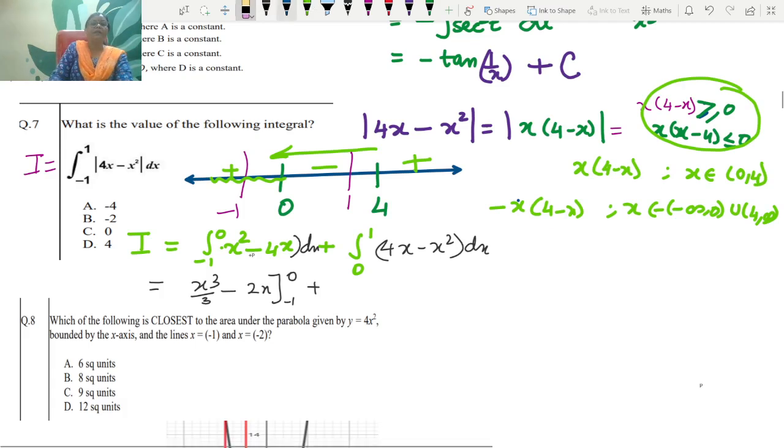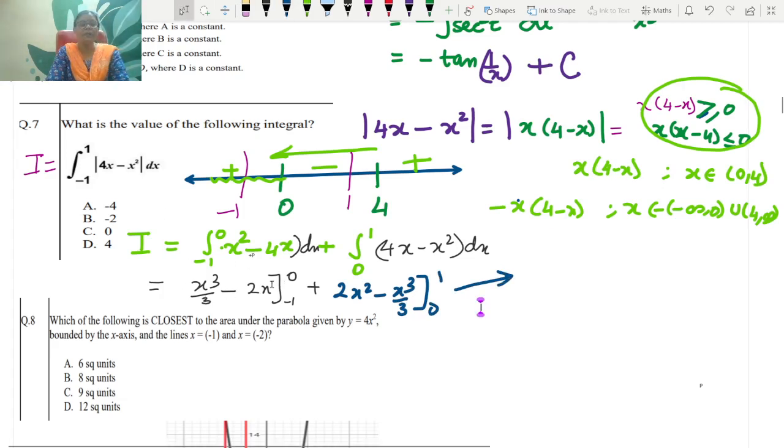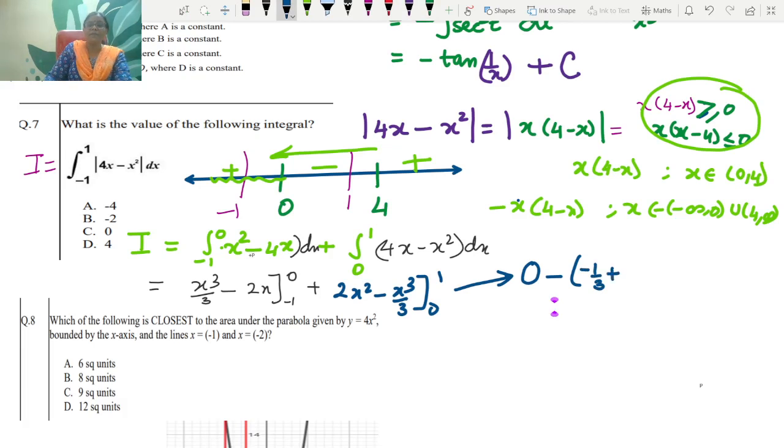When we integrate we get 4x square, that is 2x square minus x cube upon 3, between the limit 0 to 1. Now let us evaluate its value. First I will put the value of x as 0 in it. Putting 0 makes the whole thing 0, so its value is 0 minus. Now we'll put x as -1. When you put x as -1, this expression becomes -1 upon 3, and minus of 2x square makes it plus 2.